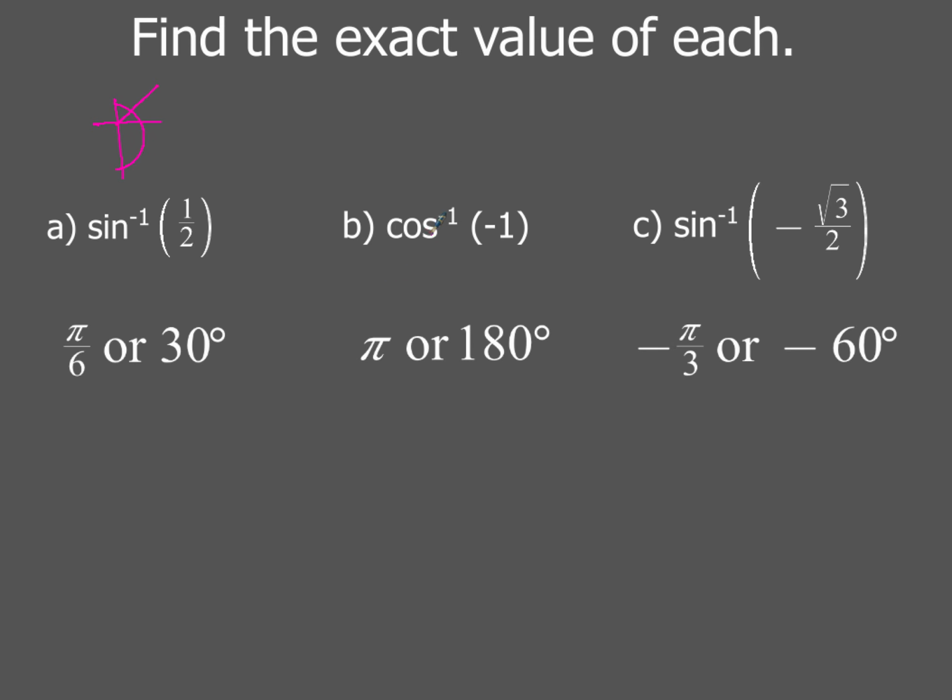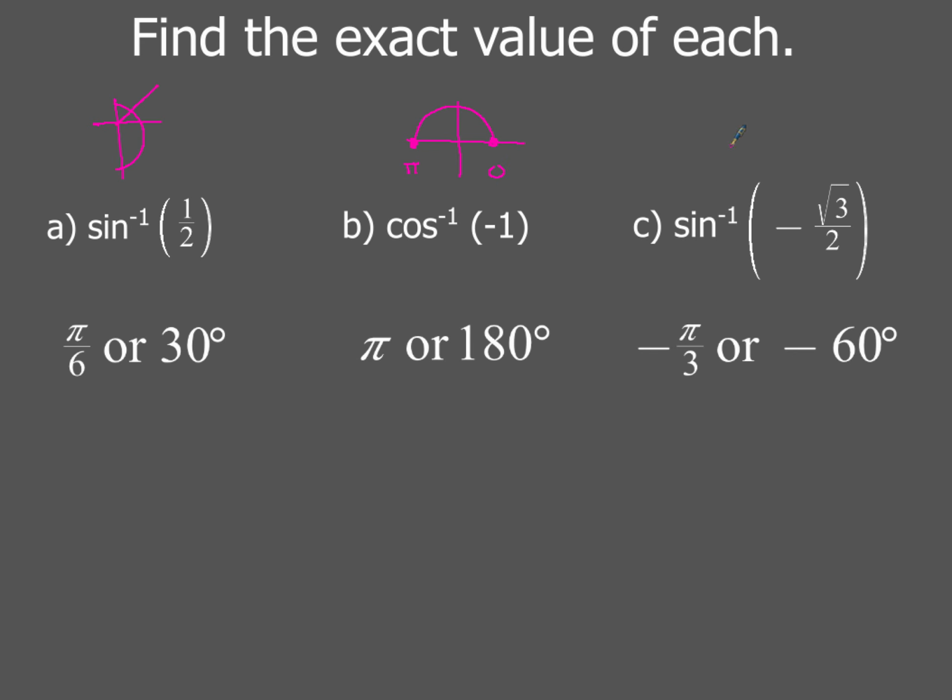When I look at B, I've got the arc cosine of -1. So again, arc cosine is going to be limited to this piece of the unit circle from 0 to π. And since it's -1, that's actually right over here at π. And so that is going to be my answer for that one.